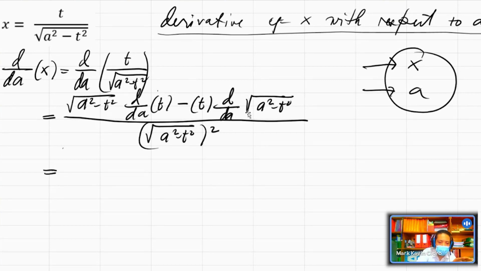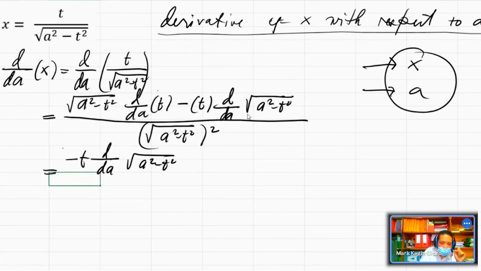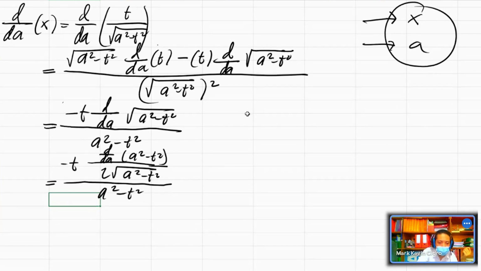The second term of the numerator is negative t times the derivative of the square root of a squared minus t squared. The radical cancels with the denominator, leaving a squared minus t squared. So in the numerator we have negative t times the derivative of the radicand, d over da of a squared minus t squared, over twice the radical of a squared minus t squared.